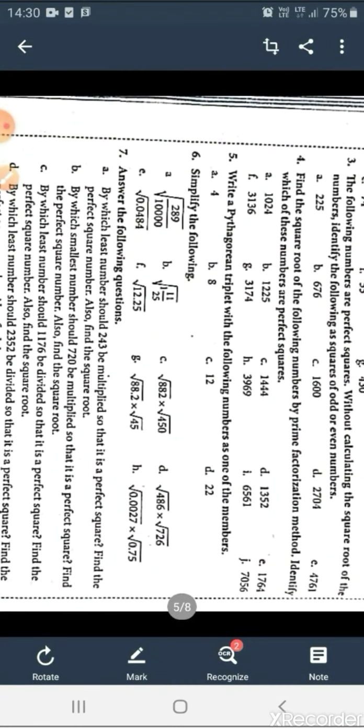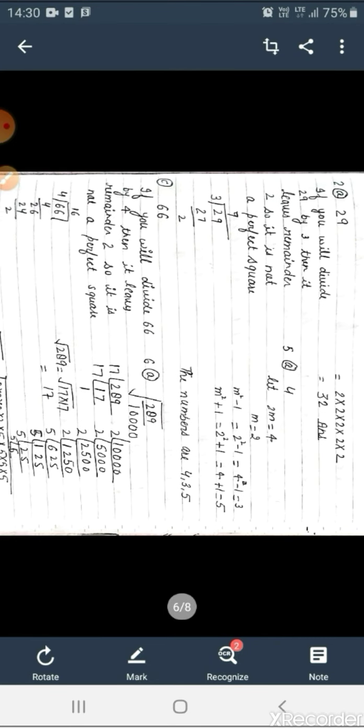Now question number 6. Simplify the following. You will find the square root of these fractions, mixed fractions and decimal numbers. So part A, 289 upon 10,000. First of all you will find the prime factors. The prime factorization of 289 is 17 multiplied by 17. So the square root of 289 is 17.